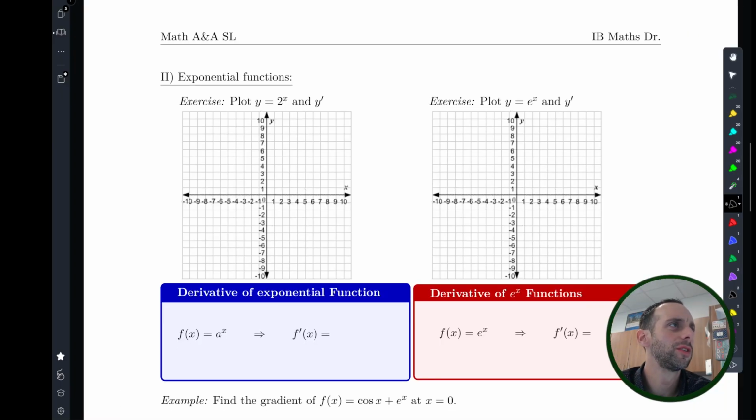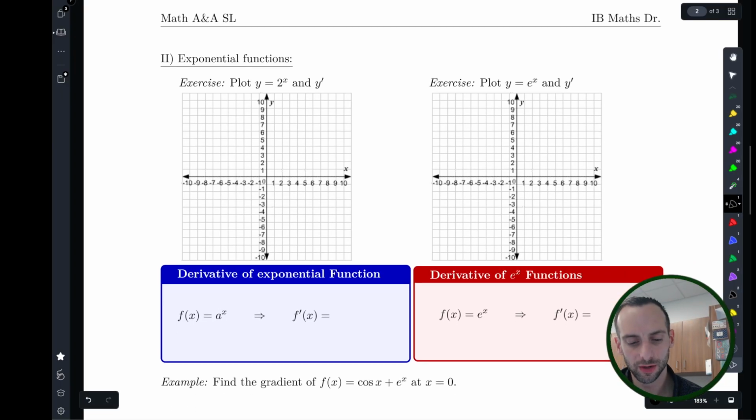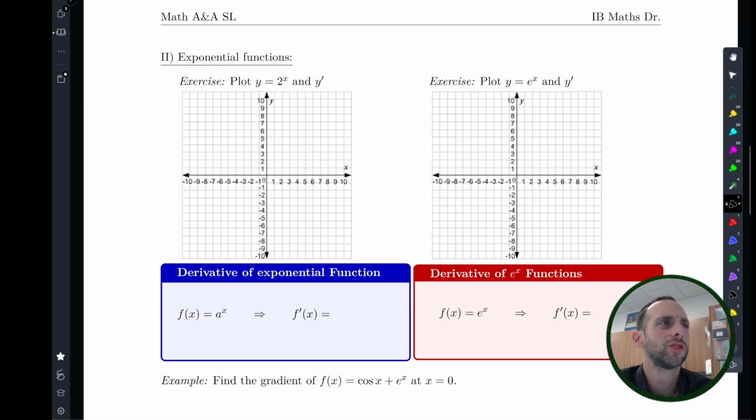The second category of function we're doing here is exponential functions. And we're going to explore this again similar to how we did with the trig functions.